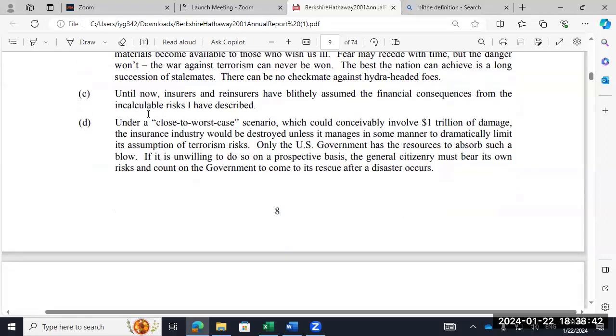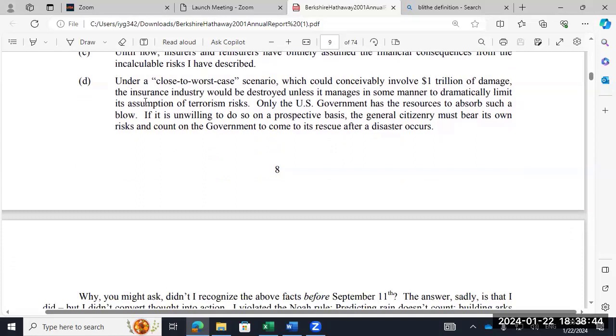All right, so under the close to worst case scenario, he says it could involve $1 trillion. Who knows? I forget how much 9/11 was, but it was a very, very large event. Only the U.S. government could handle that, and the industry itself would probably go insolvent. Now, the U.S. government can handle it because they can print money. The U.S. government doesn't handle anything. Taxpayers handle it, so eventually it comes back to us. But only the U.S. government could actually step in.